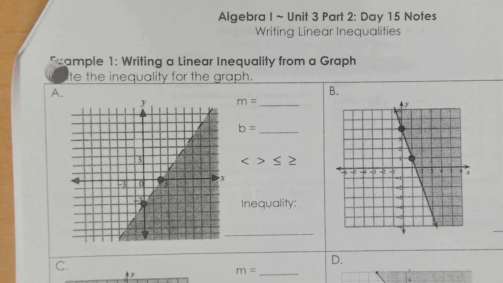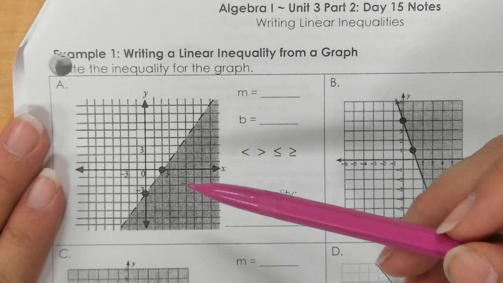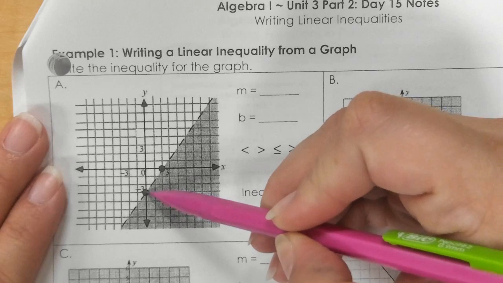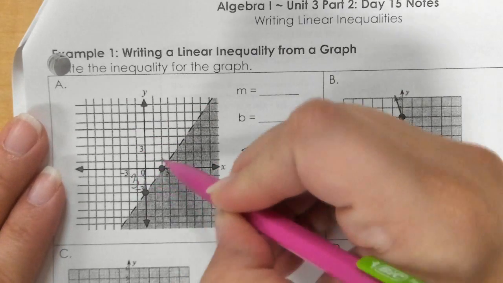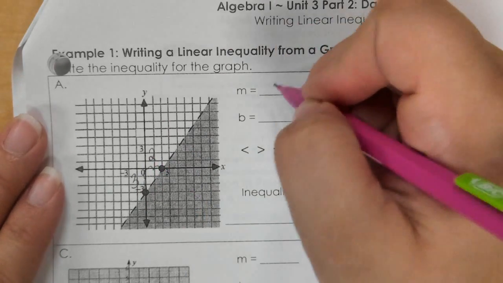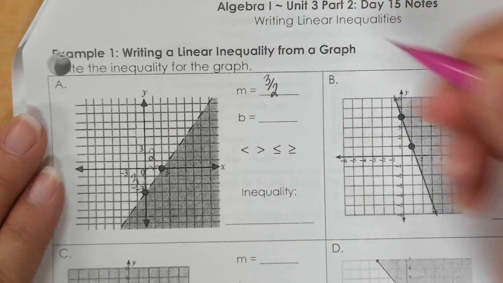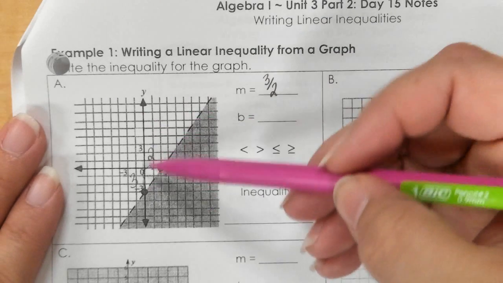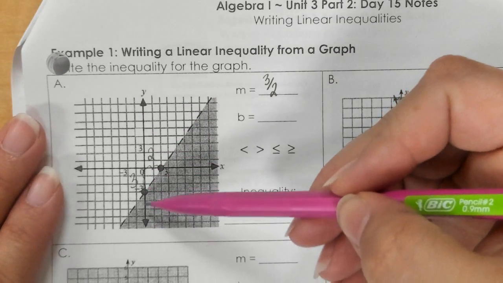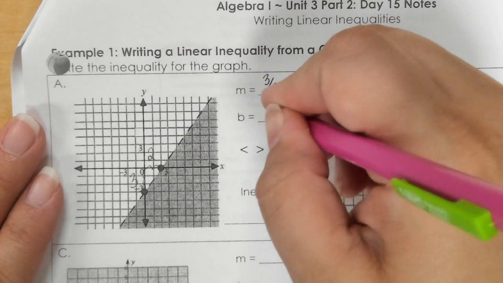For day 15 notes, we have to write the inequality of the graph given to us. First thing we need to do is find our slope, which is what we've done in day 14. So we're going to rise 1, 2, 3, and run 2. That would give me 3 halves, which cannot reduce, so I'll just leave it 3 halves. My b, or my y-intercept, is the point on the y-axis, which is right here, and that's -3.